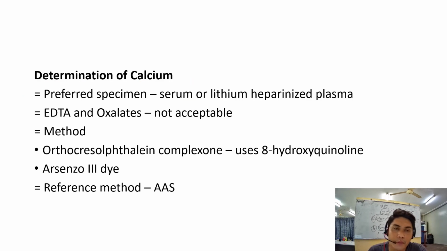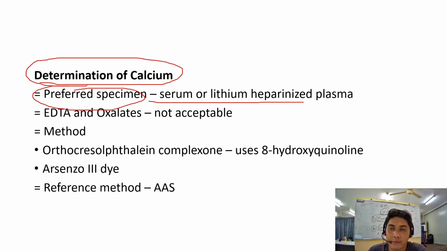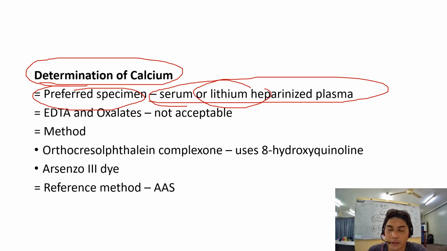Next, determination of calcium. The preferred specimen is serum or lithium heparinized plasma. So if you're using an anticoagulant, use lithium. If you use EDTA, oxalates and citrates, those are not acceptable anticoagulants because EDTA, oxalates and citrates chelate calcium, so they remove calcium. The effect is a decrease in calcium concentration, so you have a false decrease in calcium if you use EDTA, oxalate, and citrate.